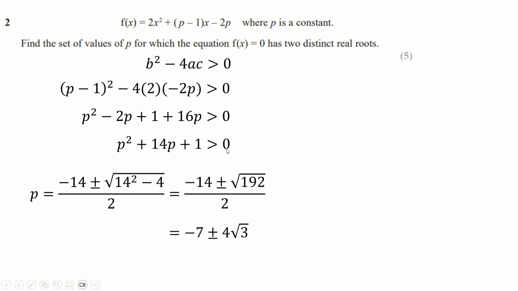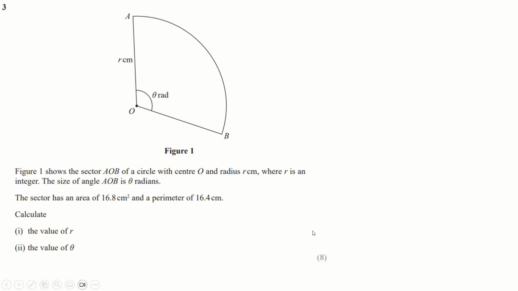Now we need to be bigger than 0. So we've got our two critical values here, minus 7 plus 4 root 3 and minus 7 minus 4 root 3. If we're greater than 0, that means we need to be either side of the two critical values. So less than the small one and bigger than the big one. The small one is minus 7 minus 4 root 3, so we're going to need p less than that. And the big one is going to be the other one, and we need to be greater than that. So greater than 0, you need to be either side of the two roots. If this would have been a less than 0, we would be in between the two. But that's how we do those questions there.